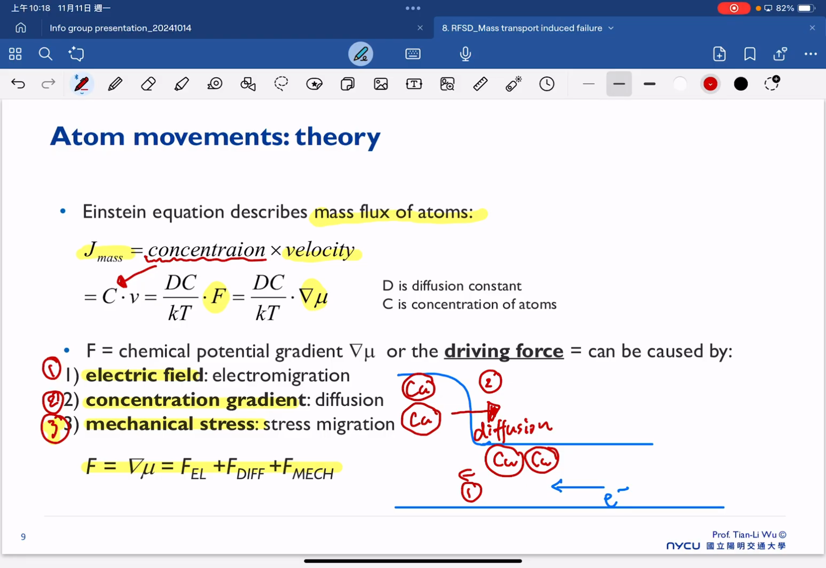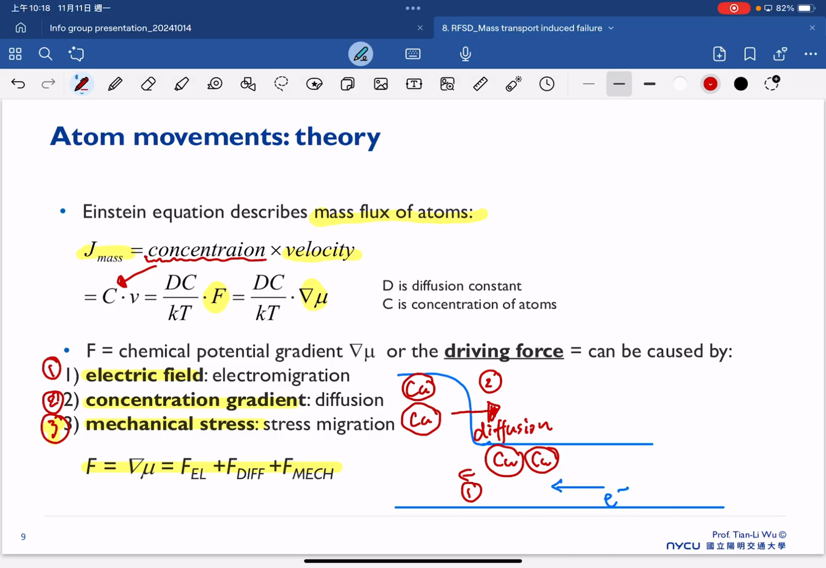So far it's still pretty easy to understand, because that's all very basic. Either you have an electric field to push the atoms to the left, and then once on the left side you have too many copper atoms, the concentration is high, so you will try to push back due to diffusion. The copper will try to diffuse to the right as well. So that's the second mechanism. That's what we call the concentration gradient, which will cause the diffusion.